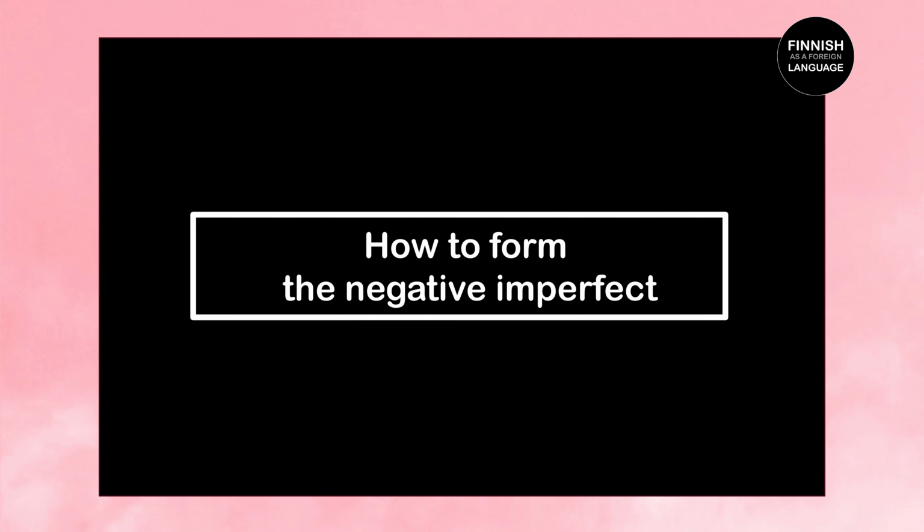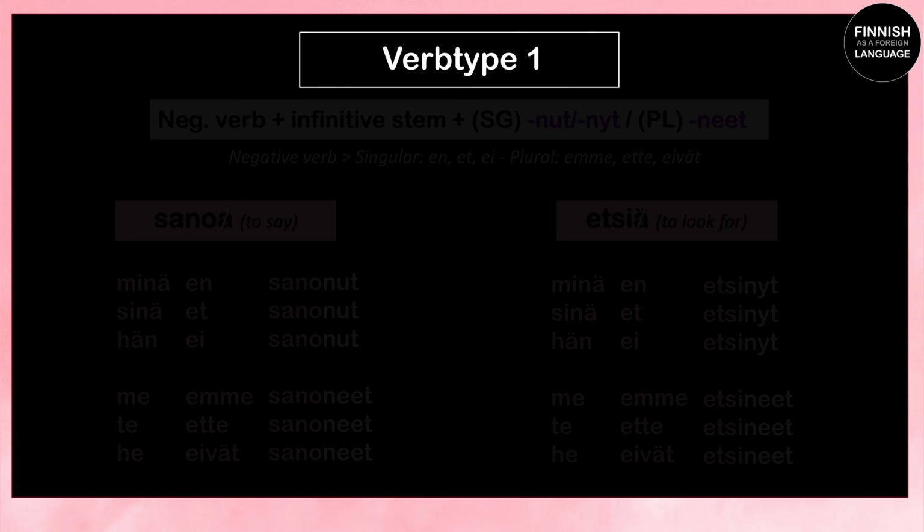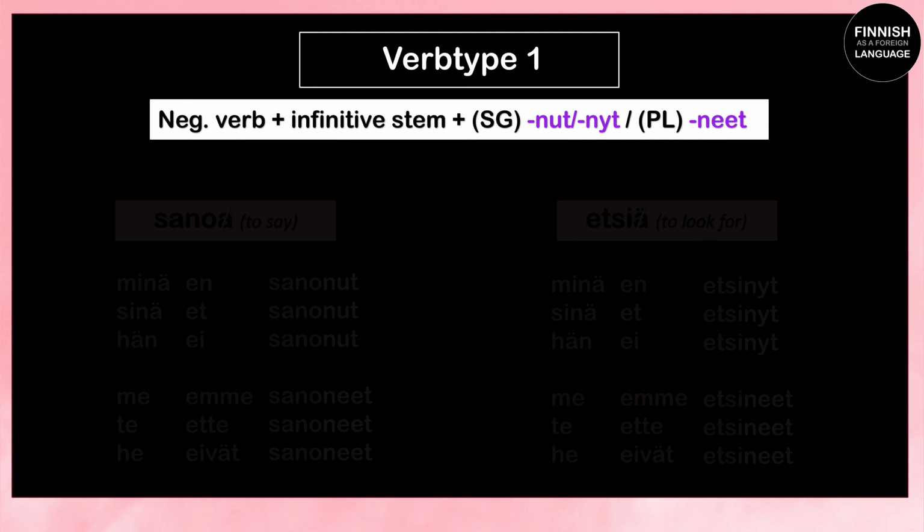The formation of the negative imperfect is slightly different for each of the 6 verb types. Let's see how it works with verb type 1. For verb type 1, we first have to put the negative verb into the correct form, which can be either en, et, ei, emme, ette or eivät. Then we need the infinitive stem. For verb type 1, that means we have to remove the last letter of the infinitive verb, and then we add either nut or nyt for singular or the ending neet for plural.